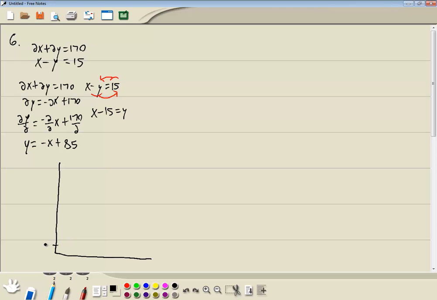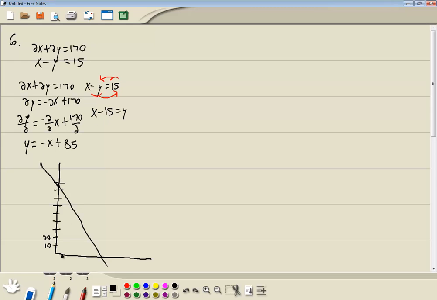Okay, so here's 10. Here's 20. 30, 40, 50, 60, 70, 80, 85. Okay, so it'll be right there. Now the number that's in front of our x is a negative 1. So slope is negative 1 over 1. So we'll go down 1, right 1. Be about right there. And it would look something like that.